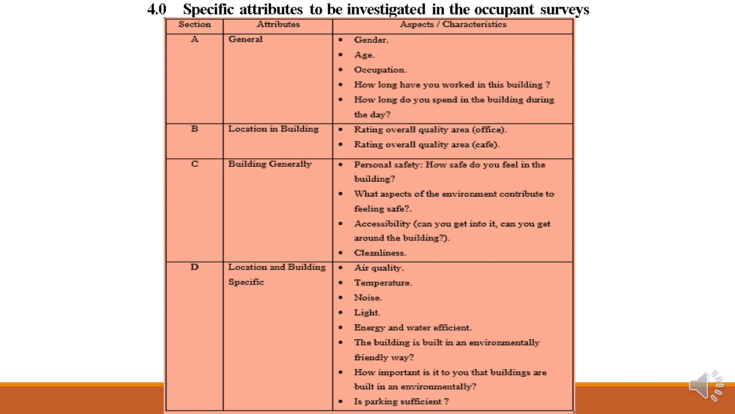C. Building generally. Personal safety. How safe do you feel in the building? What aspects of the environment contribute to feeling safe? Accessibility. Can you get into it? Can you get around the building? Cleanliness. And Section D, attribute location and building specific. Aspects: air quality, temperature, noise, light, energy and water efficiency. The building is built in an environmentally friendly way. How important is it to you that buildings are built in an environmentally friendly way? Is parking sufficient?